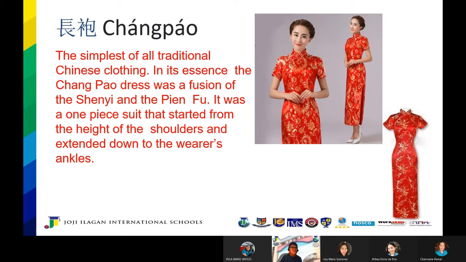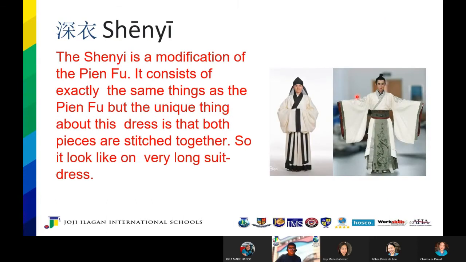Next, this is another style of Chinese clothing. We call it the Shenyi. Please read. The Shenyi is a modification of the Pianfu. It consists of exactly the same things as the Pianfu, but the unique thing about this dress is that both pieces are stitched together, so it looks like one very long suit dress. Yes. The Shenyi is more popular among men.